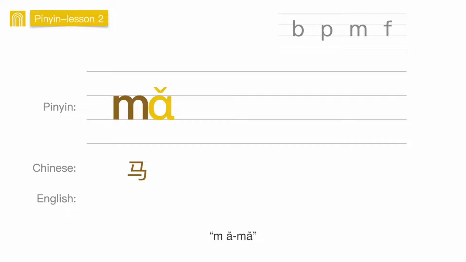Mo, a, ma. The initial m. The final a, plus falling rising tone. A. Read a. Mo, a, ma. Read after me. Ma, a, ma. Ma means horse in English.